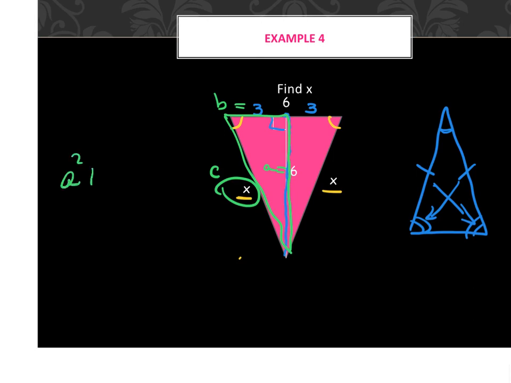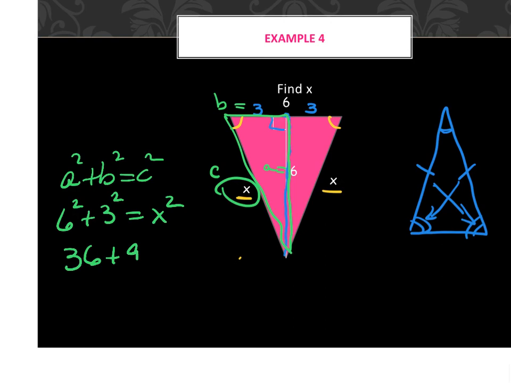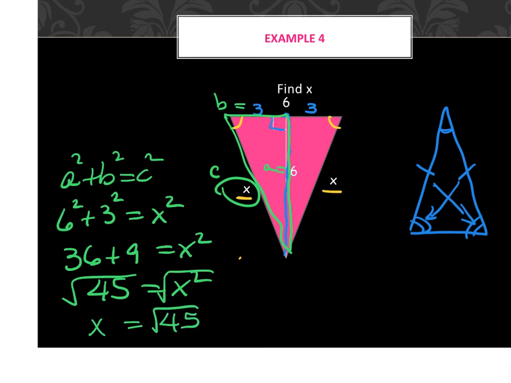So again, a squared plus b squared equals c squared. So 6 squared plus 3 squared equals, I can call that x squared or my c squared. Now, it didn't matter if I labeled the 3 as A or B and then the 6 as A or B. It didn't matter. Those are interchangeable. So I get 36 plus 9, 45. Again, I don't want x squared. I want only x. So x is equal to the square root of 45.